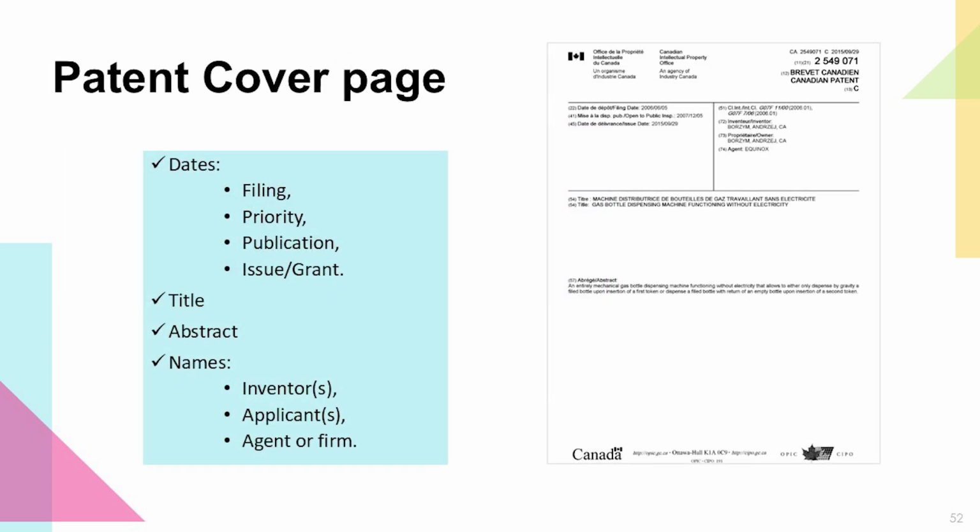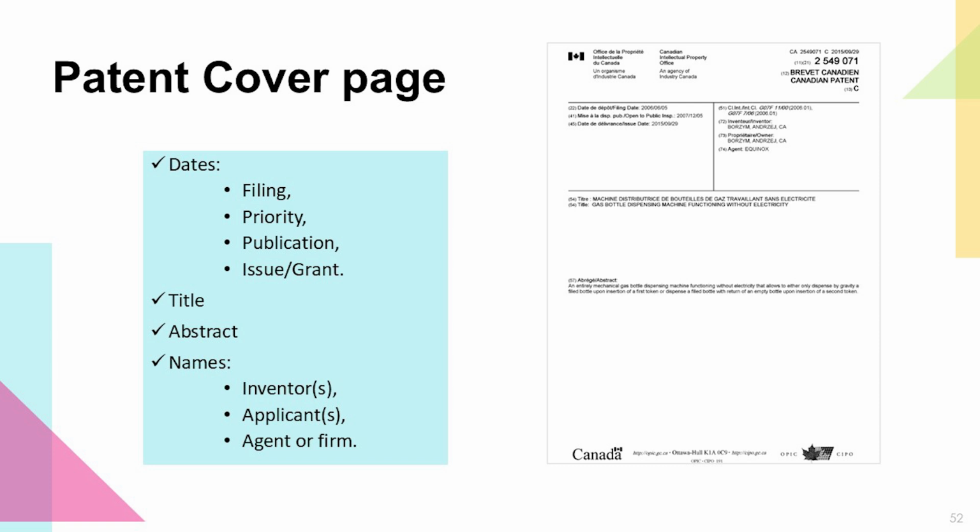So, what does a patent cover page contain? It contains the important dates: the date of filing, the date of publication, and the issue date, so the date on which it was granted. And it also contains the title of the invention and the abstract. As seen earlier, that is a summary of the invention.